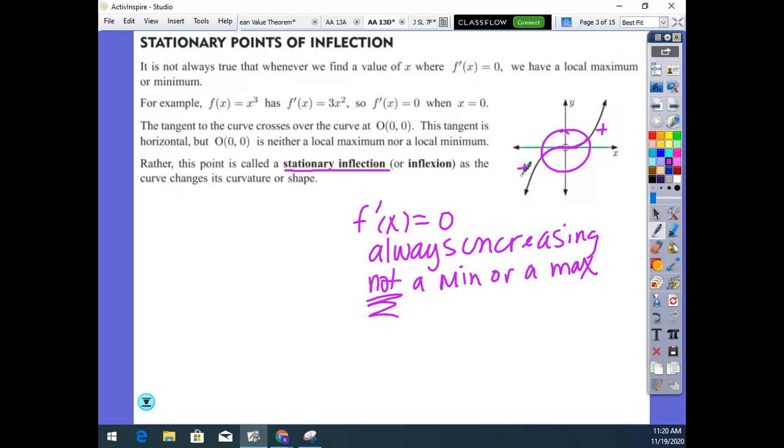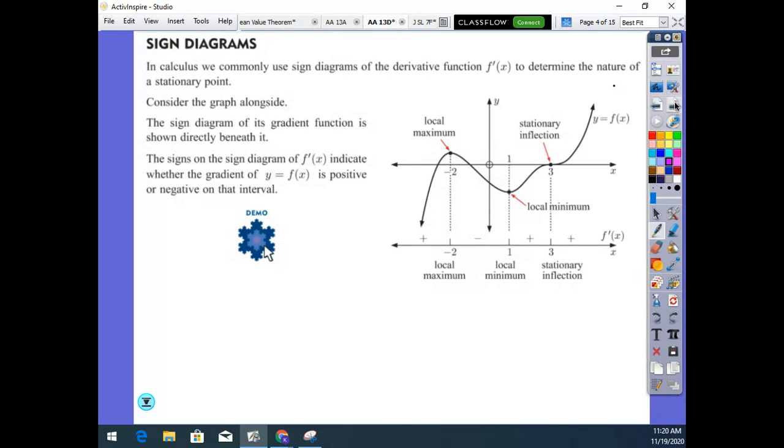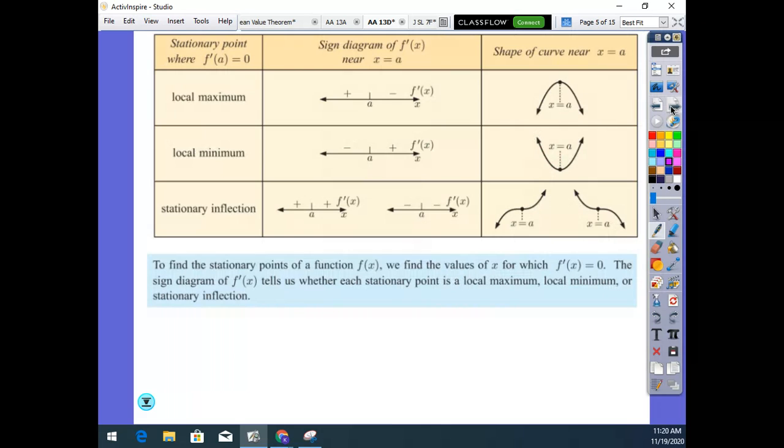So this we have to watch out for. If it's positive on both sides or negative on both sides, then it's a stationary inflection.